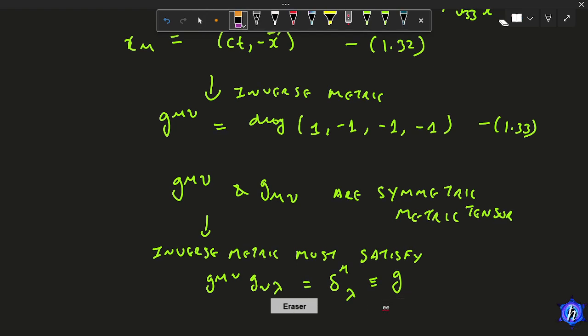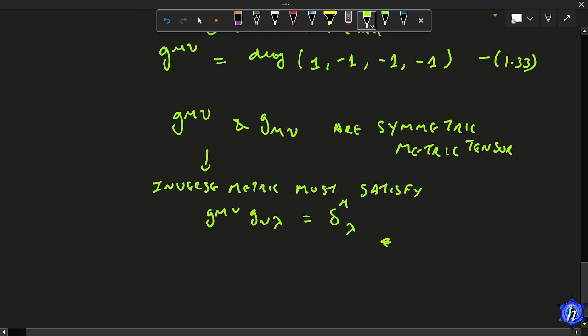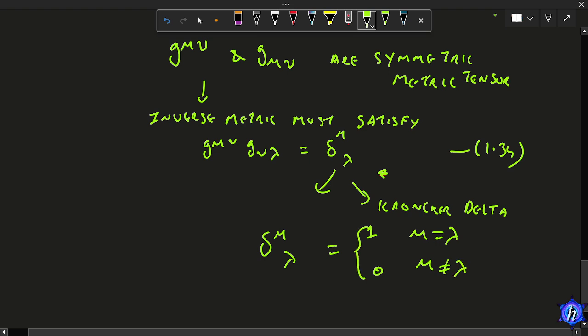Okay, just ignore this, that's a mistake. So this is 1.34. What this means is that this is nothing but the Kronecker delta. You know that the Kronecker delta is defined such that if mu is equal to lambda, it is 1, and if mu is not equal to lambda, it is simply equal to 0.